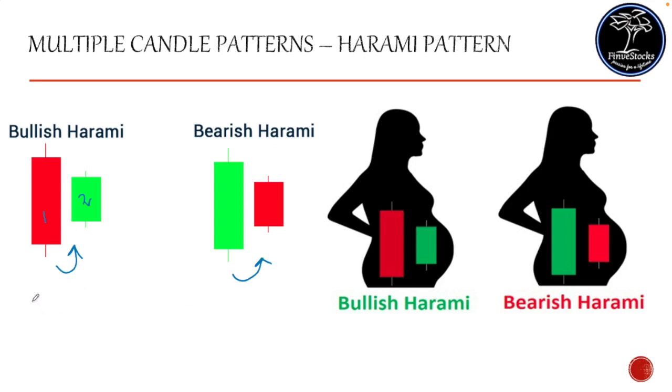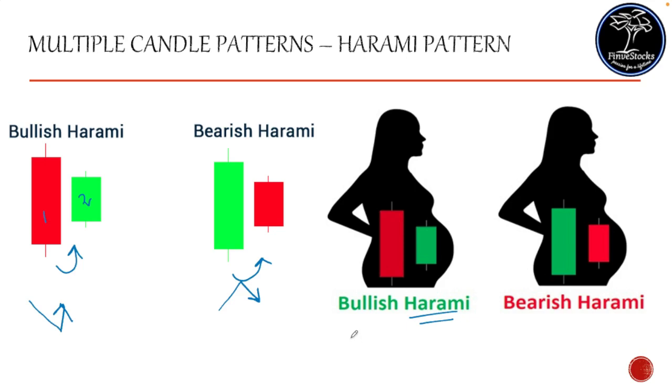There are two types of Harami patterns. One is bullish Harami and the other one is bearish Harami. So let's see in detail what bullish Harami and bearish Harami are. The word Harami came from a Japanese word meaning pregnant. The candle pattern resembles a pregnant woman. That's why the name Harami came.